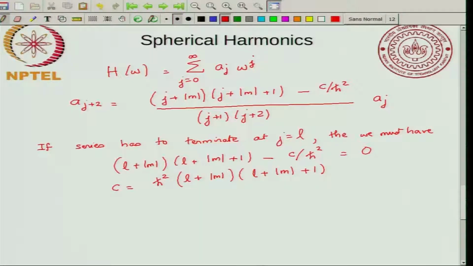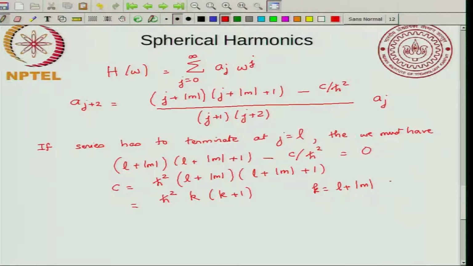And L is an integer. M we already showed to be an integer. So L plus mod m is another integer, which we will call k. So this is h bar squared k times (k plus 1). So k is equal to L plus mod m.